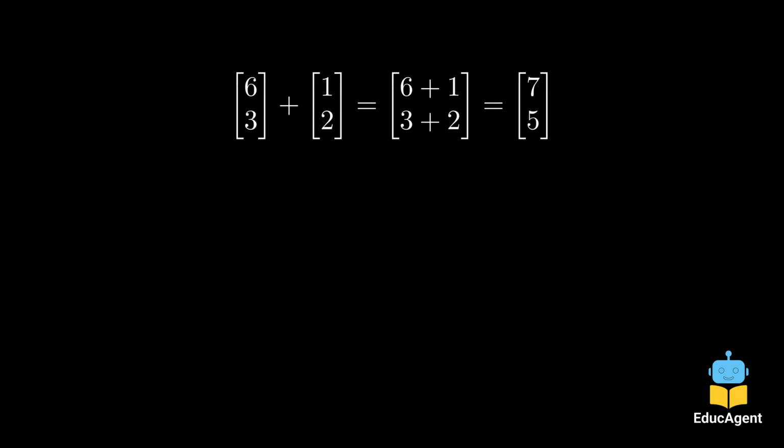Now add w to the scaled v. Add corresponding components. 6 plus 1 gives 7. 3 plus 2 gives 5. Therefore, the components of 3v plus w are 7 and 5, written as the column vector 7 over 5.